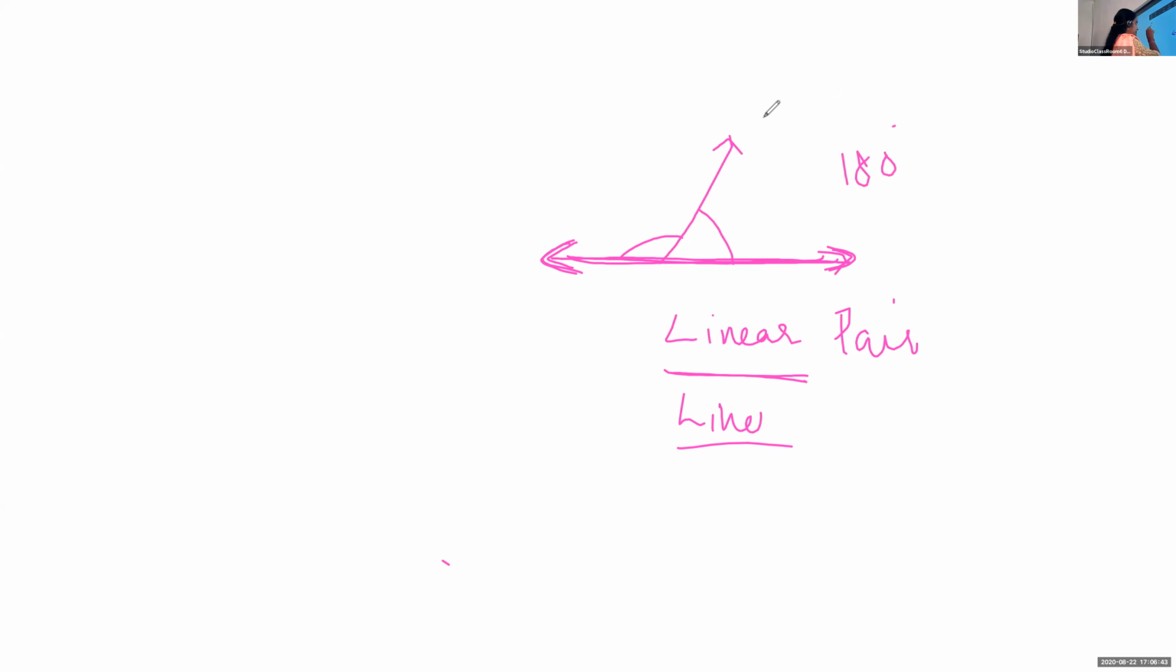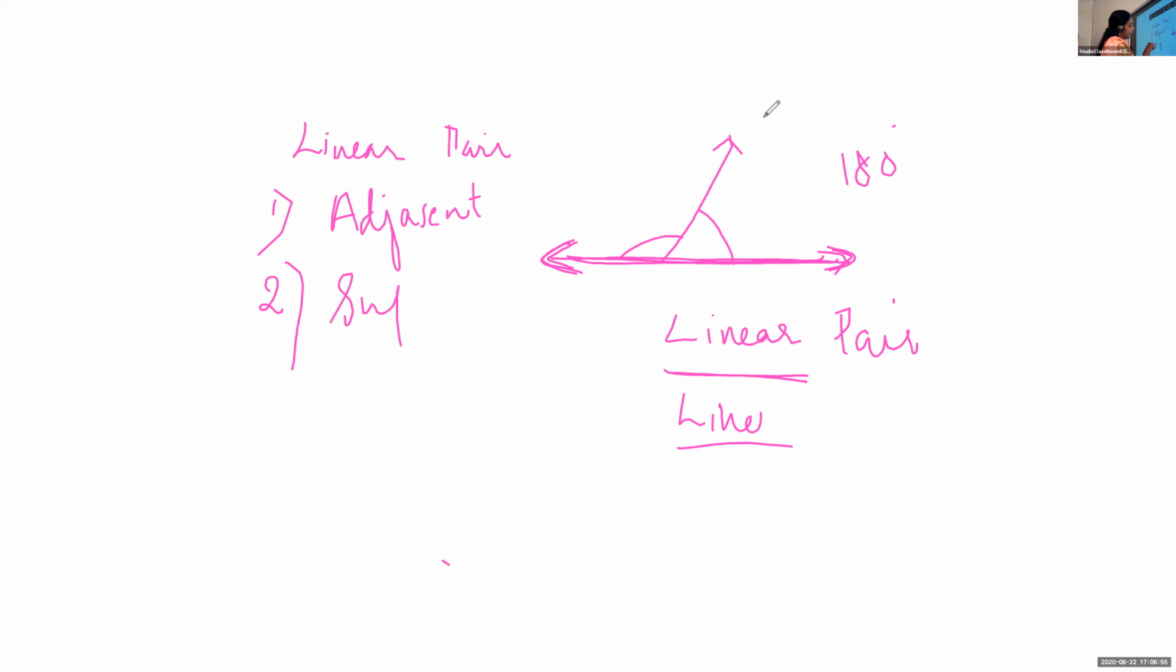Linear pair specialities. First one, they are adjacent. Of course, they are adjacent. The second speciality is both are supplementary. Clear? This is 7th standard portion.